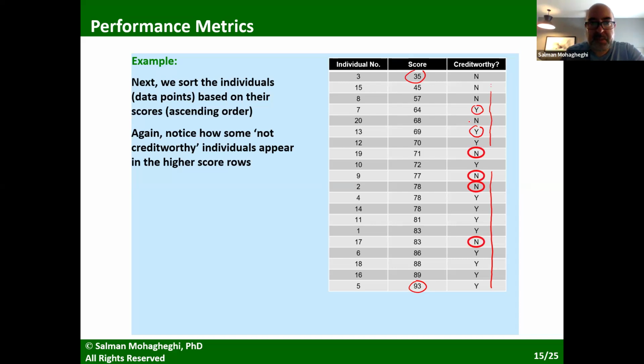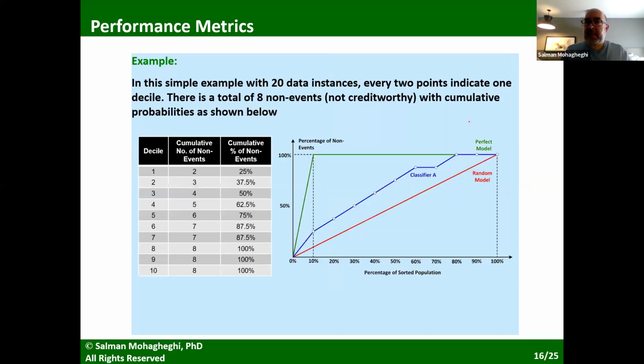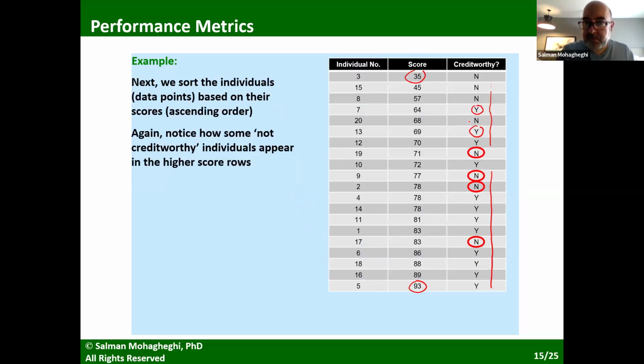So what I do is I look at the individual deciles. I had 20 customers, so a decile is going to be 2 customers. And I count how many non-events I have in each decile, and essentially what the cumulative percentage is. Let's take a look here. First of all, I have 1, 2, 3, 4, 5, 6, 7, 8 non-events. So totally, I have 8 non-events, which is my 100% of non-events.